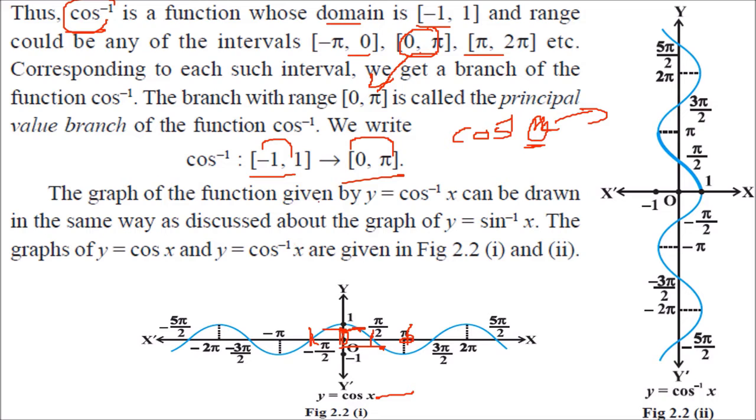So now I hope you understood. The cos inverse would be nothing but you just have to rotate it 90 degrees. This portion will be your principal value branch for arccosine. The domain of arccosine will be -1 to 1, and the range will be 0 to pi.